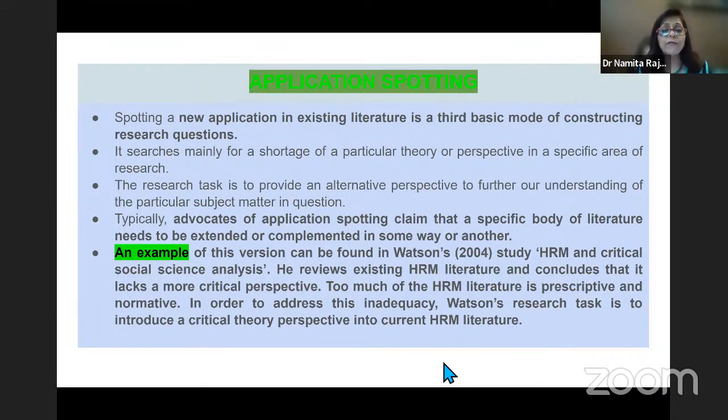So too much of HRM literature is actually prescriptive and normative. And in order to address this inadequacy, Watson's research task is to introduce a critical theory perspective into the current human resource management literature. Makes sense?